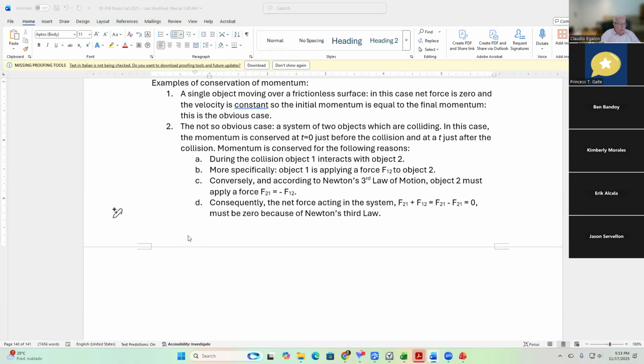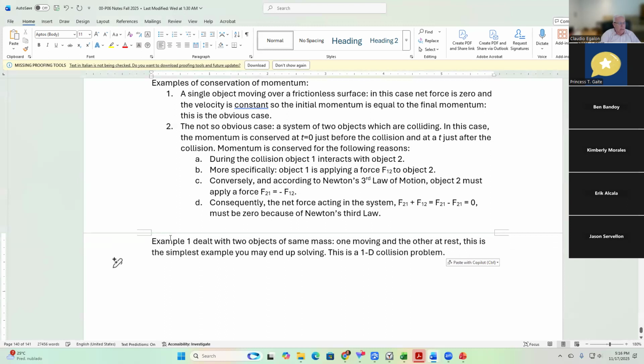Example 1 is the case of a single object. Example 2 is the case of two objects of the same mass, one moving and the other at rest. This is the simplest example you may end up solving. It is also a 1D collision problem.